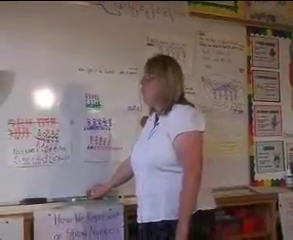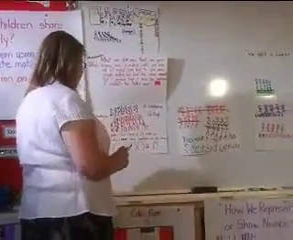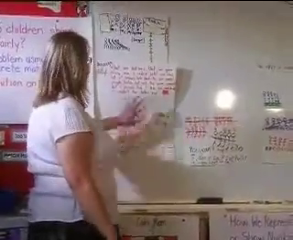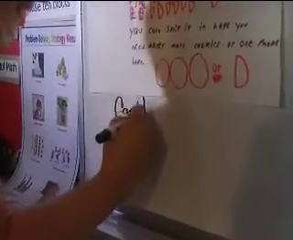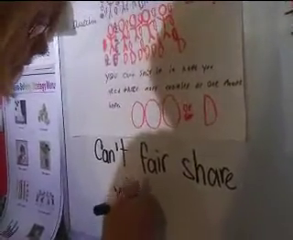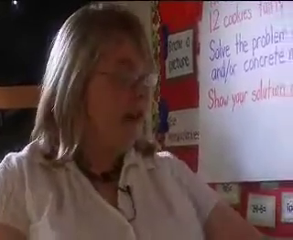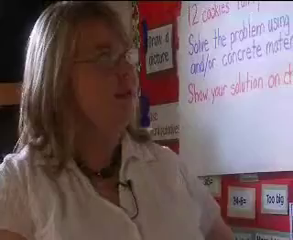So these two groups decided that you can't fair share whole cookies. Okay? These two groups decided that, you know what, we can't cut the pieces. Their solution shows that you can't cut the cookie up to share fairly those extra cookies. So they said we needed to stop.